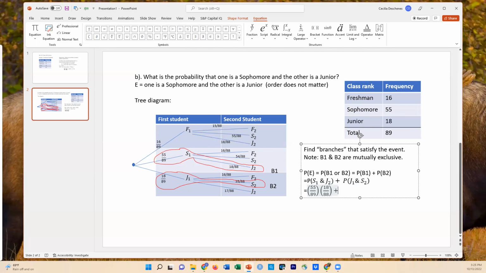And then we're going to add to that 18 divided by 89, and multiply that by 55 divided by 88. If we multiply this all together, we get 0.253 or 25.3%. So the probability of this happening, that one's a junior and one's a sophomore, is slightly over 25% of the time.